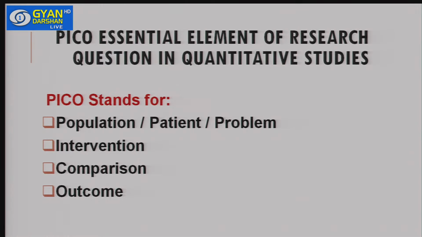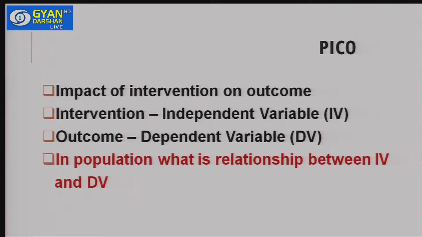Very important thing, I think most of you have studied this PICO, that is essential elements of research question in quantitative studies. PICO stands for population or patient or problem, I for intervention, C for comparison, O for outcome. Remember PICO. Impact of intervention on outcome.